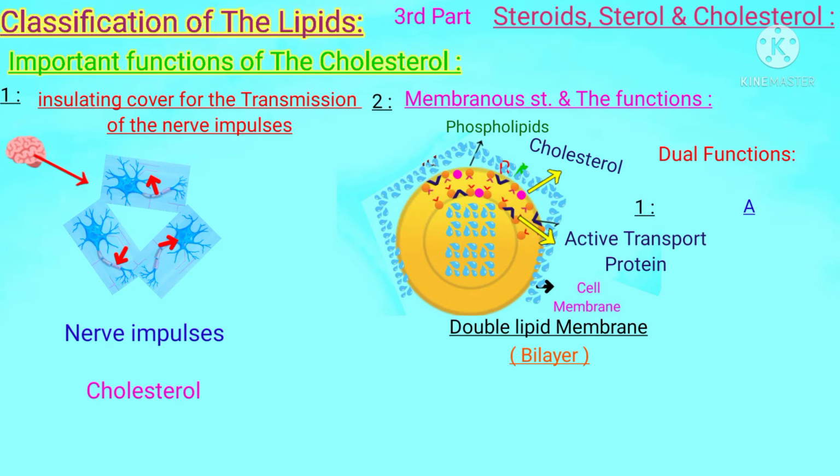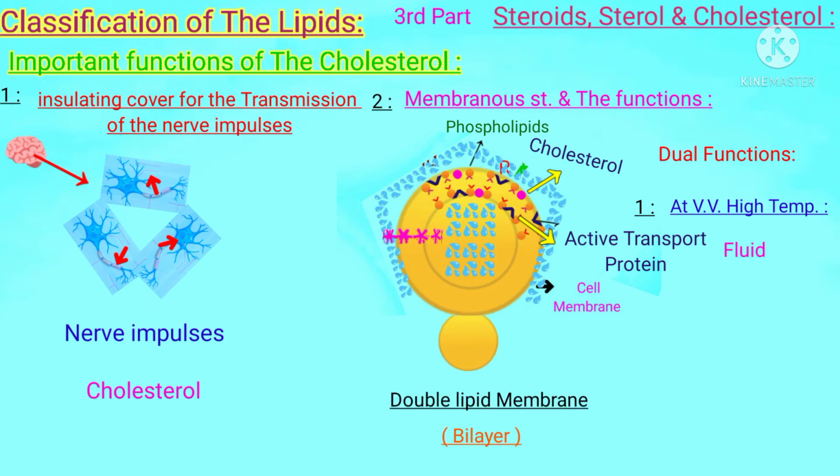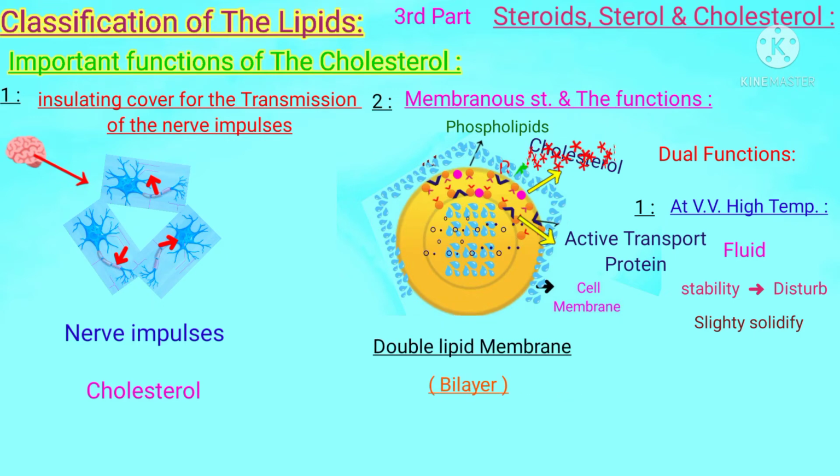First, at very high temperature, there is a chance the membrane becomes fluid, it will flow. If the membrane flows, then all the materials of the cell will be released. As a result, the stability of the cell will be disturbed. So students, during high temperature, cholesterol will make it slightly solidified, so that in the presence of cholesterol, the inner material of the cells will not flow. So it helps in changing the melting point of the lipids.